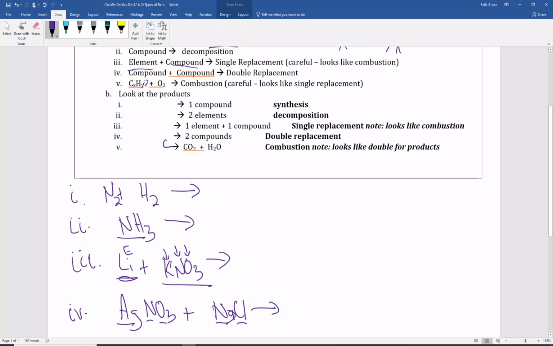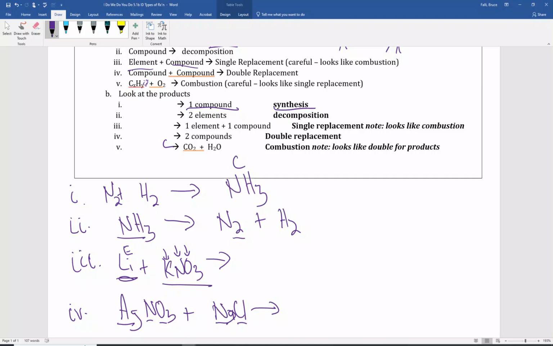Now, again, these are the same order. Remember, an element makes one compound. So if I just have a compound, NH3, just one compound. That's synthesis. If I get 2 elements, now I like this because it's N2 and H2, and they're like, are those elements because of the 2's? Yes, they're elements. An element plus an element.